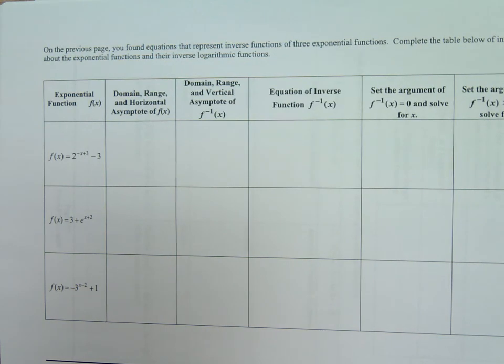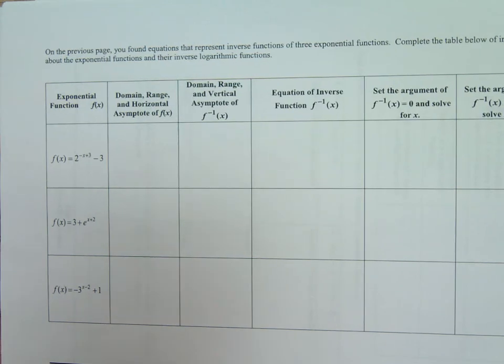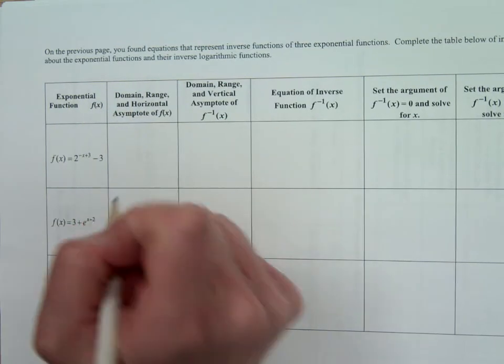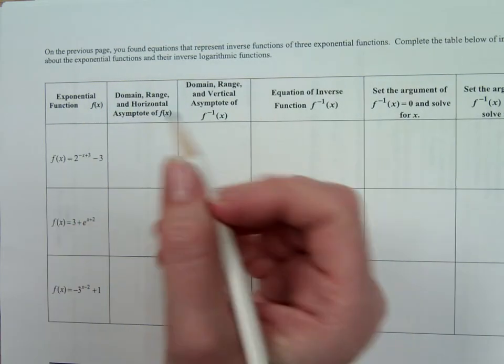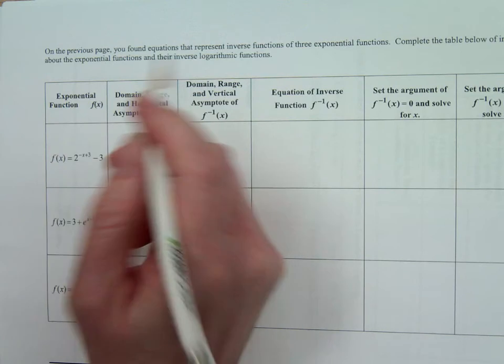All right, so on the previous page, you found equations that represent inverse functions of 3 exponential functions. Now, we're going to complete this table about the exponential functions and about their inverse logarithm functions. Okay, so for the exponential function, what's the domain? For this, what's the domain?